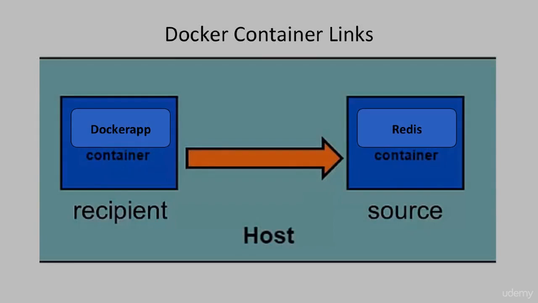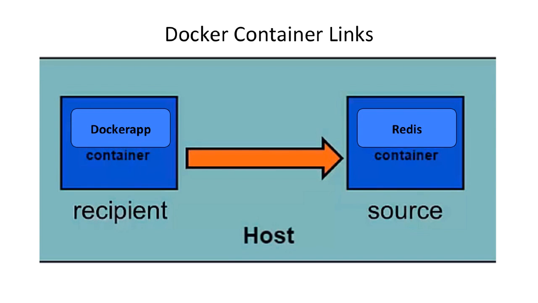Container links allow containers to discover each other and securely transfer information about one container to another container. When you set up a link, you create a conduit between a source container and a recipient container. The recipient container can then access select data about the source container. In our case, the Redis container is the source container, and our app container is the recipient container. The links are established by using container names. Let's see this in action.